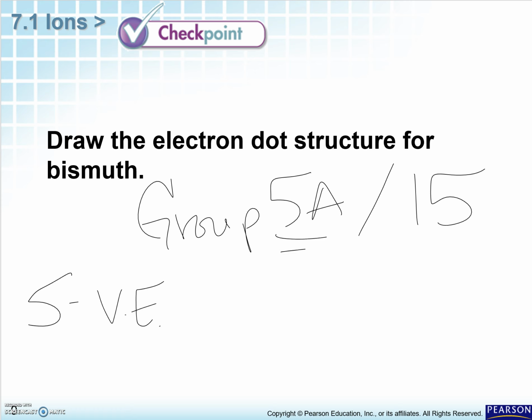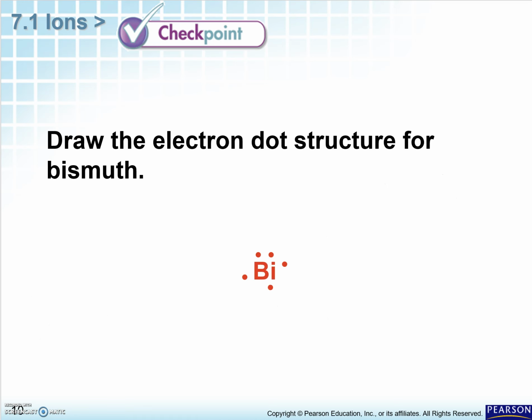So now we're going to draw our electron dot structure. First we draw our symbol Bi, and then we start to add all these 5 valence electrons around the outside. We start going singly. So there's our 4, and then we start to double up, and there's our total of 5 valence electrons. And a little bit better drawn is right here by the computer.